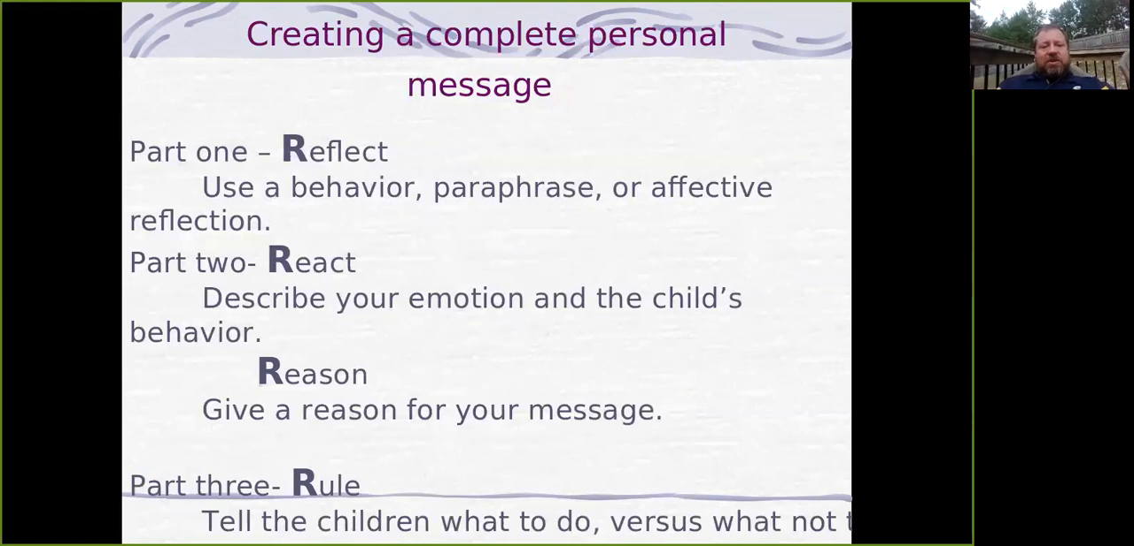This is that complete personal message sequence. So the first step is a reflection. It could be behavior, paraphrase, or affective, as appropriate for that situation and that child. But here we're starting from the child's point of view, and that's the really important part of this sequence. Part two is your reaction and the reason for that reaction. So you describe your emotion and the reason behind that emotion. The third part, if you need to redirect the child, if the behavior is something that doesn't meet your expectations, is to give that rule or redirection, to tell the child what to do rather than what not to do.